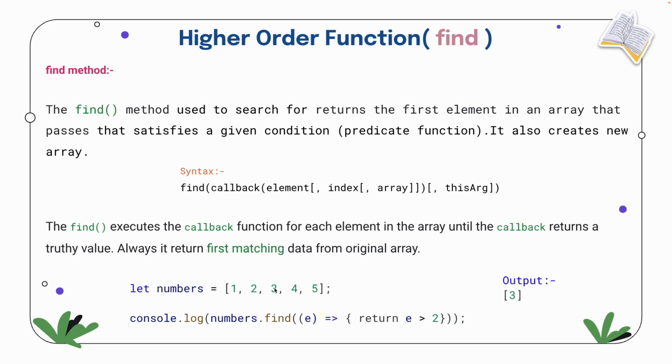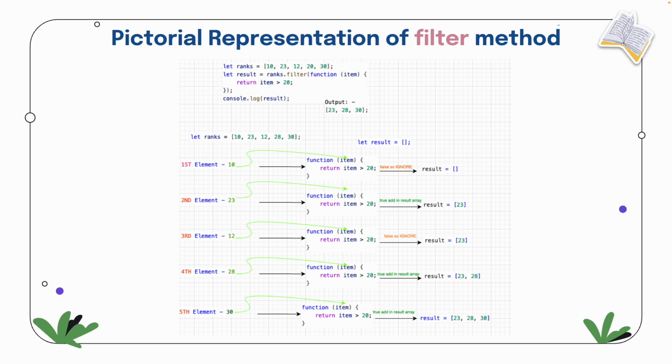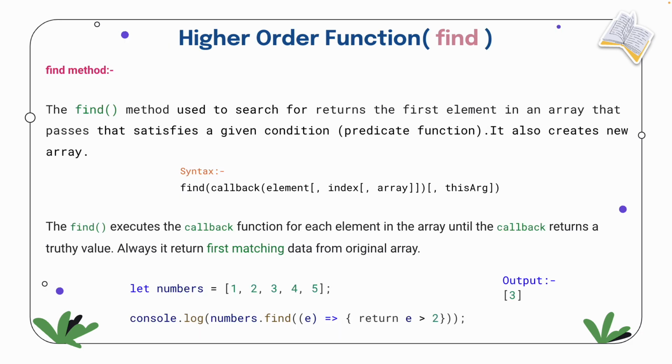Now see, in this array you can see numbers 1, 2, 3, 4, 5. I'm writing greater than 2. Greater than 2 is 3, 4, 5, but it will just return 3. Why does it return 3? Because this is the find method. If you want to get only one element out of the array based on some condition, use the find method. If you want multiple elements from the array, use the filter method. Understood the difference between filter and find? Find means only the first match. Filter means all matches.